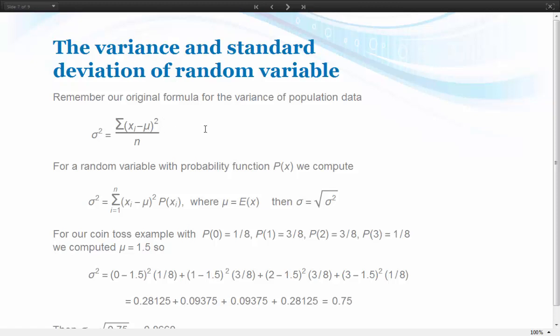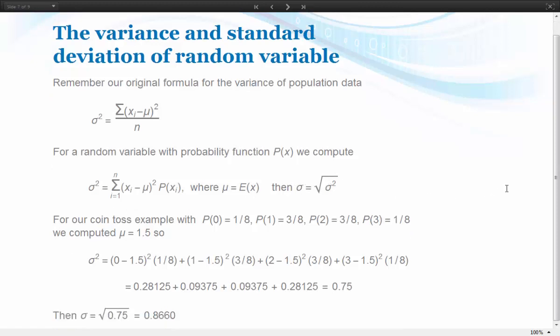In a very similar way, for a random variable with probability function p of x, what we do is we compute the differences from the expected value, the difference from the weighted mean, squared, and instead of dividing them all by the same n, we multiply them by their probability of occurrence. Where I get the mean as the expected value of the random variable. This gives me the variance, sigma squared, and then I can always get the standard deviation by taking the square root. So let's do this calculation for our coin toss example.